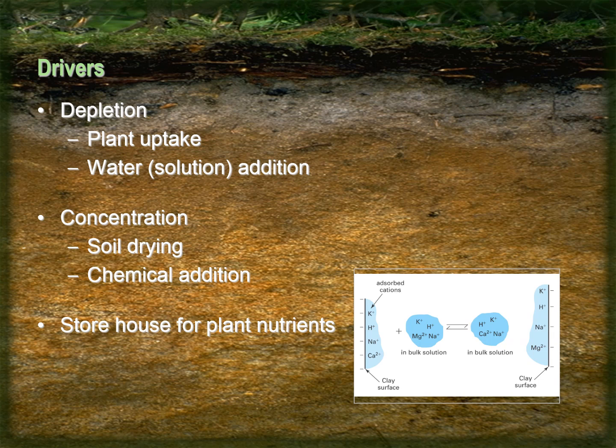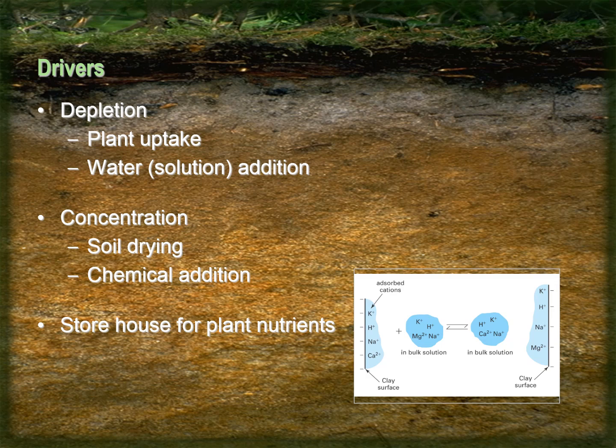There's a few things that you need to consider too. Soil drying is one of the things that causes nutrients to detach from the particle surface. And also chemical additions, we already talked about that. This is like fertilizer additions. Those two things can either add to or deplete the amount of nutrient on the exchange site.